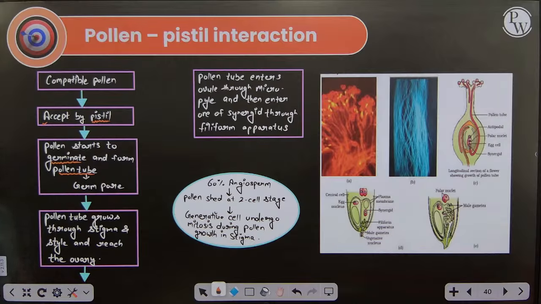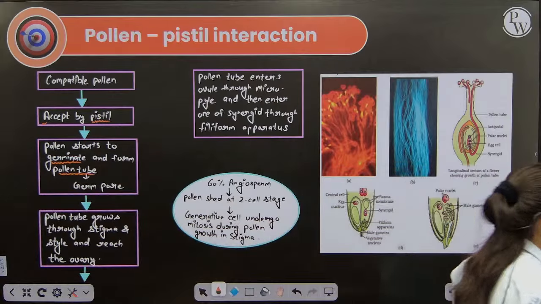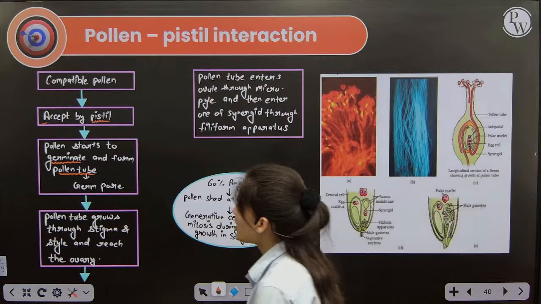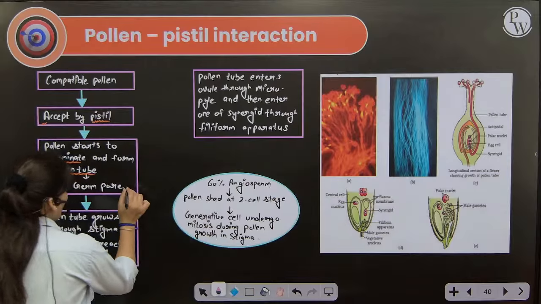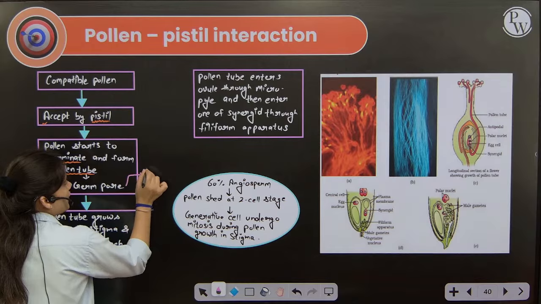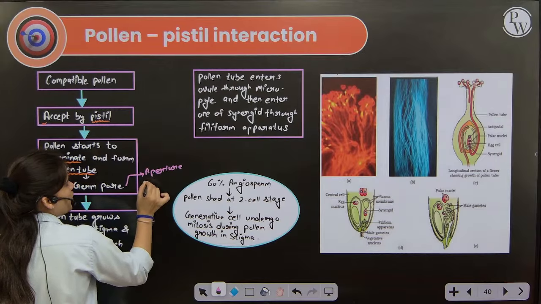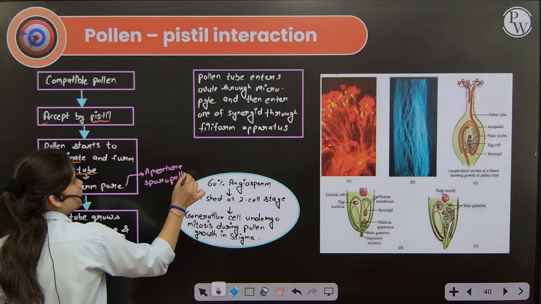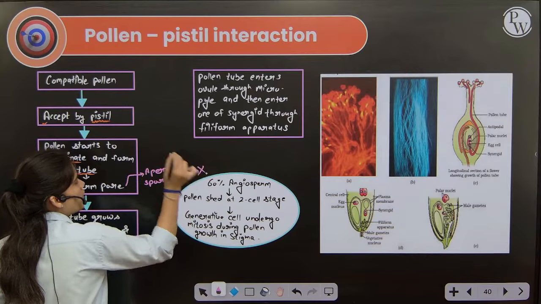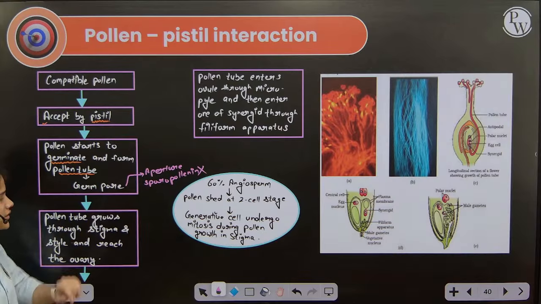From which part is the pollen tube going to form? From the germ pore, where exine sporopollenin is absent. What is the function of the germ pore? The germ pore is the aperture where sporopollenin is not there. This germ pore helps in the formation of the pollen tube.